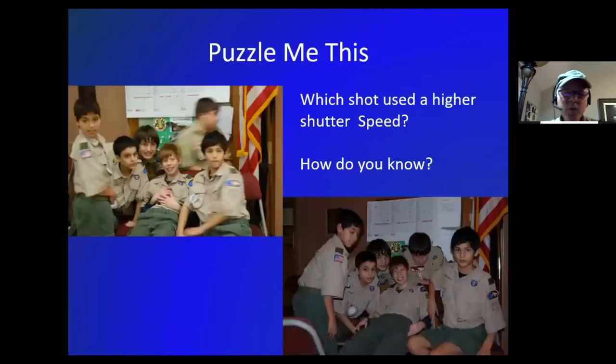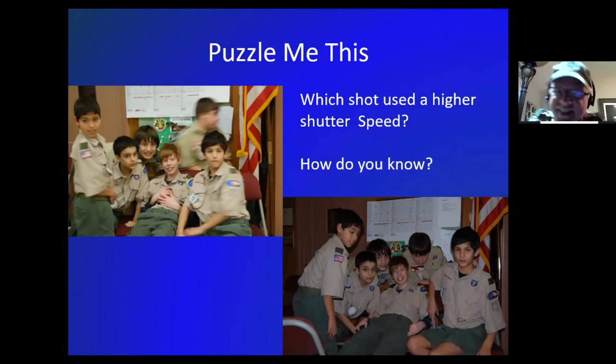All right. So, puzzle me this. Which shot used a higher shutter speed, and how do you know? Those are old pictures. Aaron, you tell me. Which uses a higher shutter speed, and how do you know? The one on the right, or the one sort of down to the bottom. How do you know? Because it's less blurry. That is correct, and there's another factor as well.